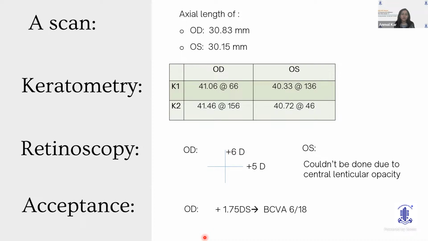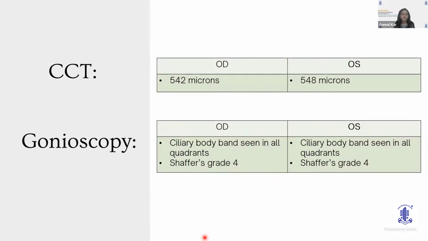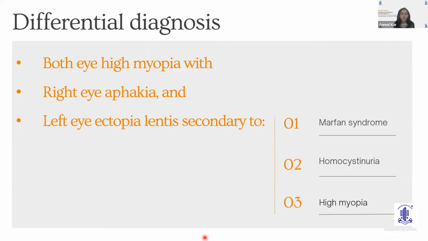The patient showed an acceptance of plus 1.75 diopter spherical in the right eye, giving a best corrected visual acuity of 6/18. Central corneal thickness in the right eye was 542 microns and in the left eye was 548 microns. The gonioscopy in both eyes showed the ciliary body band was seen in all the quadrants, giving Shaffer's grade 4. So the differential diagnosis was made of both eyes high myopia with right eye aphakia and left eye ectopia lentis secondary to either hereditary conditions like Marfan syndrome or homocystinuria, or the acquired condition of high myopia.